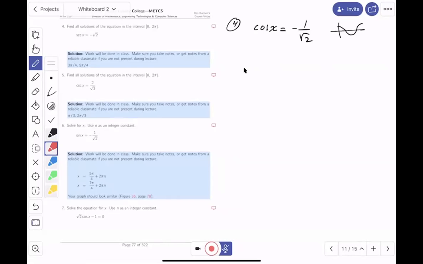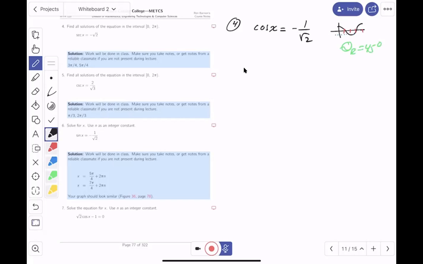Again, I know the numbers, 90, 180, 270, 360. My ratio, minus 1 over root 2, hits it there, hits it there. Getting a little better at this. I know my first angle is between 90 and 180, and the second angle is between 180 and 270. Just look at my picture, right? So what's the reference? The reference is 45 degrees. Let me write that down for you.